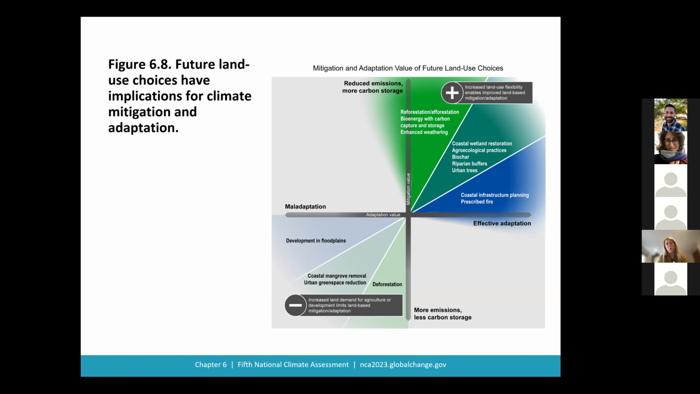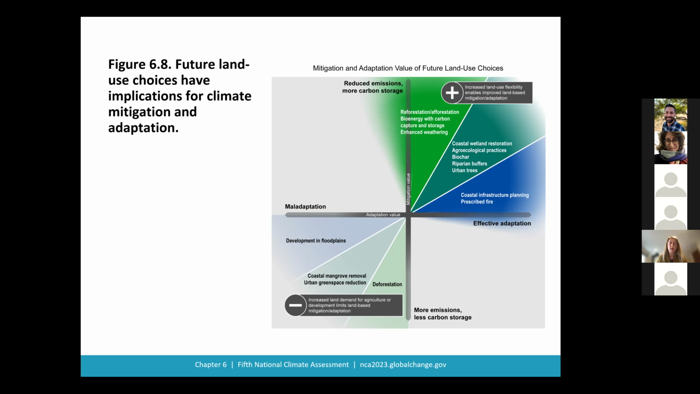On the other side, we have the blue land use choices, which are more towards the adaptation towards climate change, such as coastal infrastructure planning and prescribed fire. And then in between, we have land use choices that do some towards mitigation as well as adaptation, such as the coastal wetland restoration and increasing trees in urban areas.